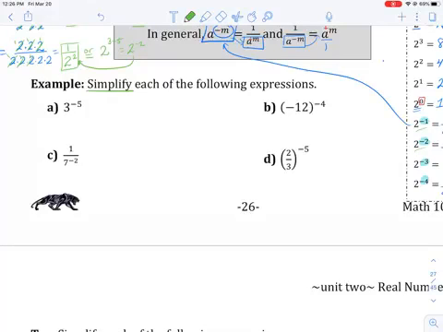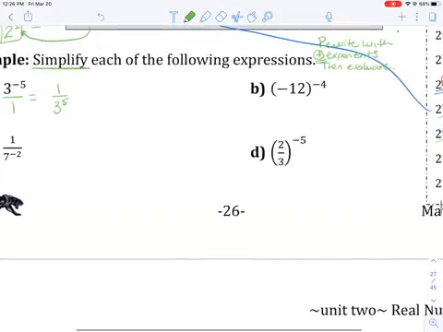Now, what does this mean when it says simplify each of the following expressions? What that means is I want to rewrite with positive exponents, and then I'm going to evaluate, if possible. So let's rewrite with positive exponents, then evaluate. So this 3 to the negative 5, I would rewrite that as 1 over 3 to the positive 5.